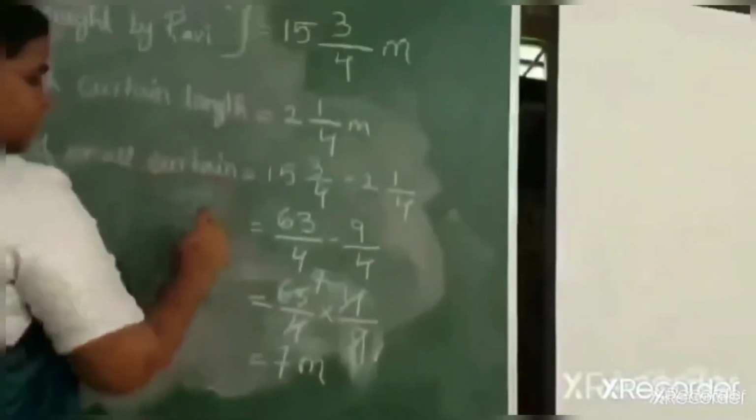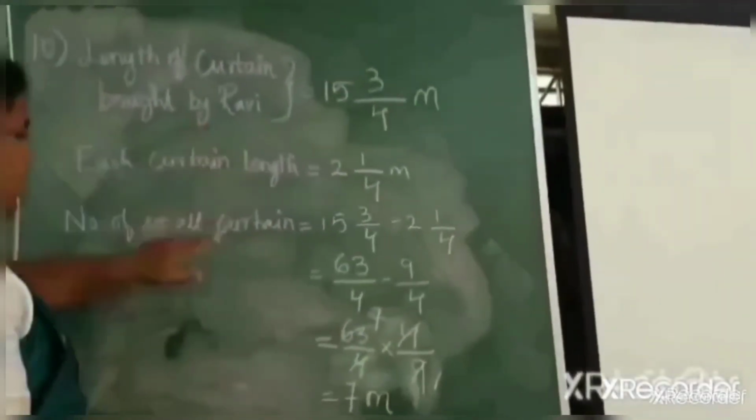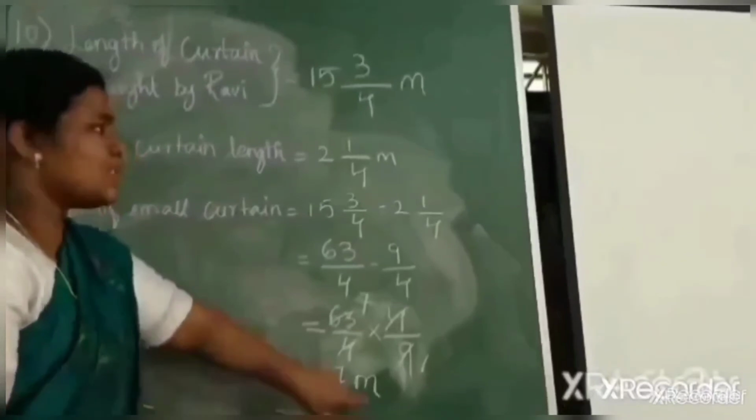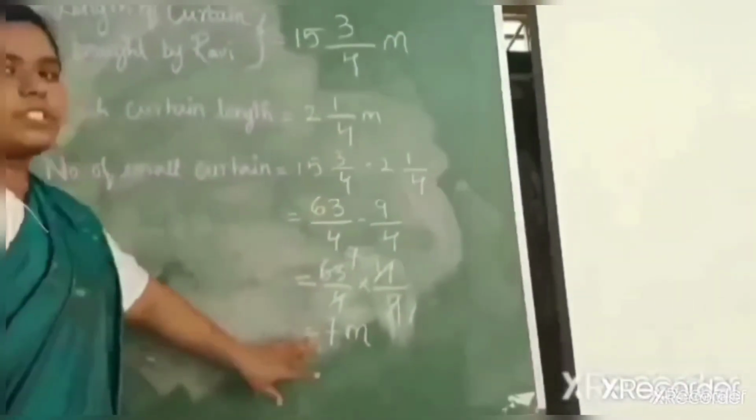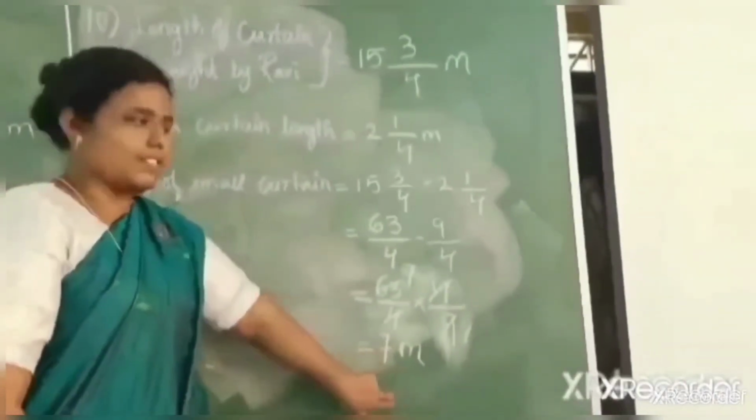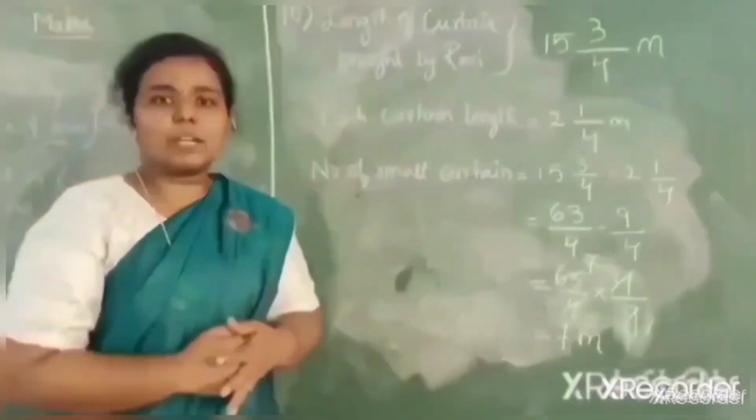So the number of small curtains: Ravi can get 7 small curtains with the length of 2 1 by 4. This is the answer, 7 is the answer. So in today's class we have learned division and multiplication of fractions.